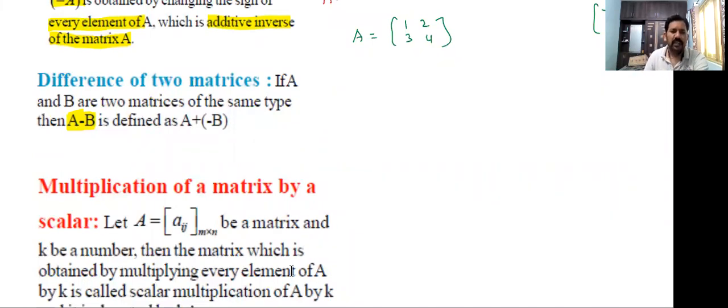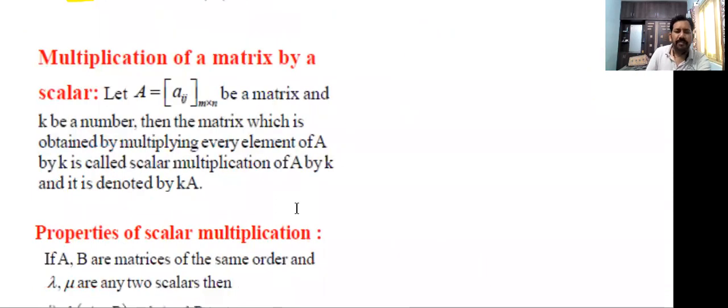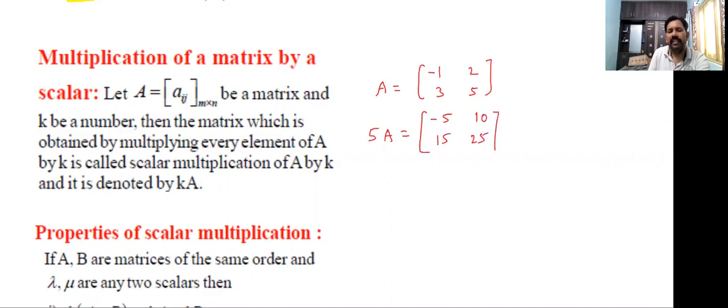Okay, students. Next, multiplication of a matrix by a scalar. Suppose A is the matrix minus 1, 2, 3, 5. Then scalar multiplication of the matrix, that means 5A. I multiplied a scalar 5 with the matrix A. So each and every element is multiplied with 5. This is scalar multiplication of a matrix.